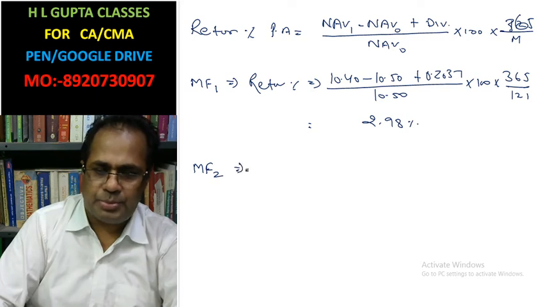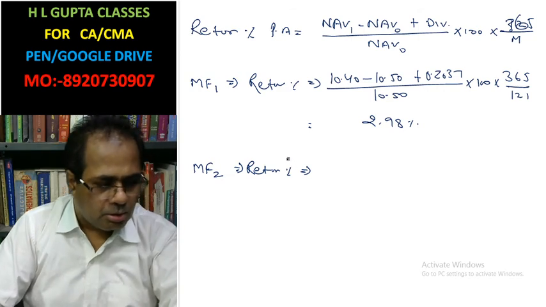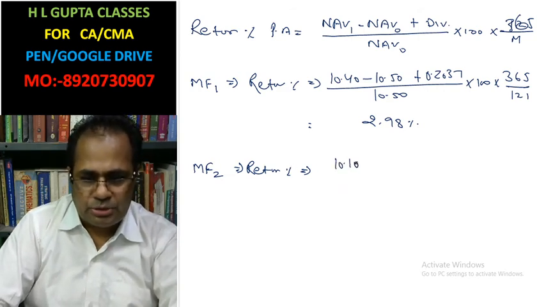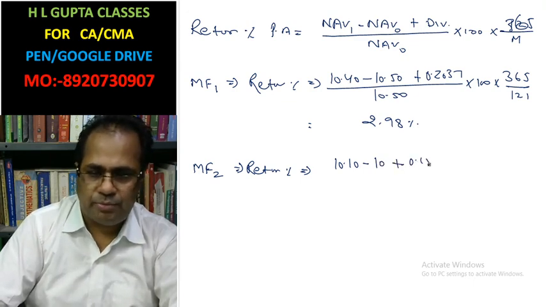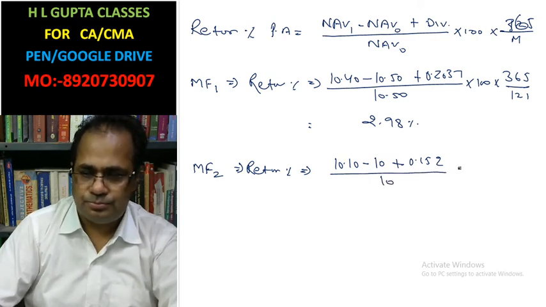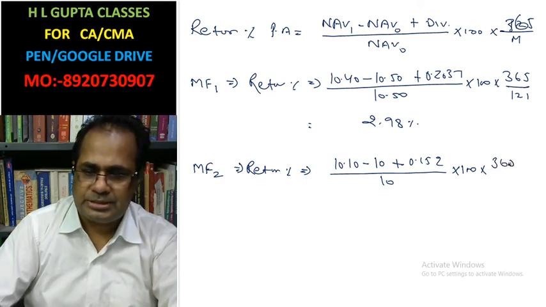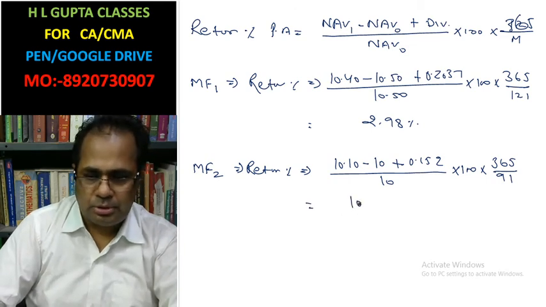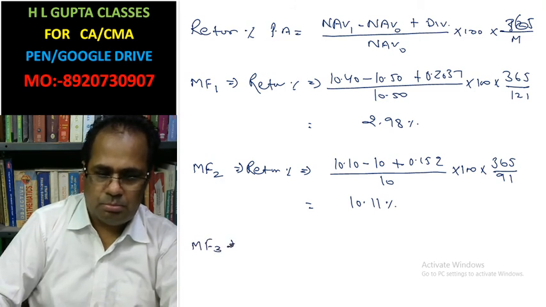Mutual fund 2 return percentage: 10.10 minus 10 plus 0.152, whole divided by 10, into 100, into 365 divided by 91. This is 10.11%. This is the return percentage.